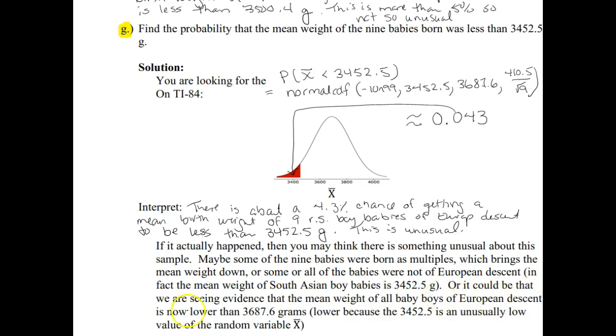Or it could be that we're seeing evidence that the mean weight of all baby boys of European descent is now lower than what they claimed. And we're saying lower because we saw an unusually low value. Okay, we computed an area in the left tail, the lower tail. We got a probability less than 5%. So when we see an unusually low value, it leads us to believe that the parameter value they gave us might not be correct. It might actually now be lower than that.